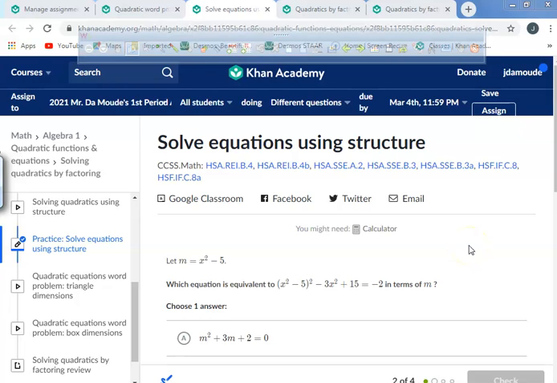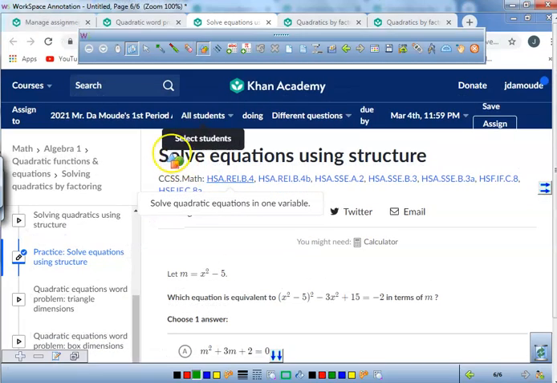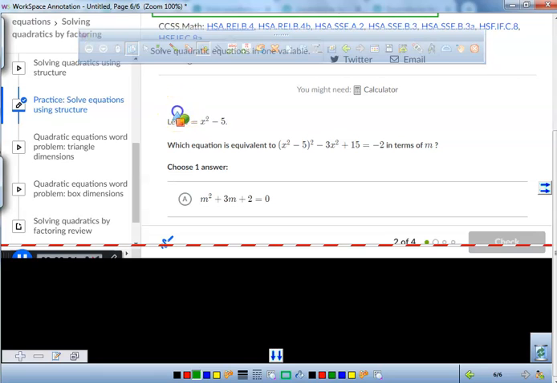Okay, so this one's going to be a little bit trickier. It's called solve equations using structure. So what I'd like you to do is just put solving equations using structure. And what I'm going to do is write down certain things. For example, it says let m equal x squared minus 5.